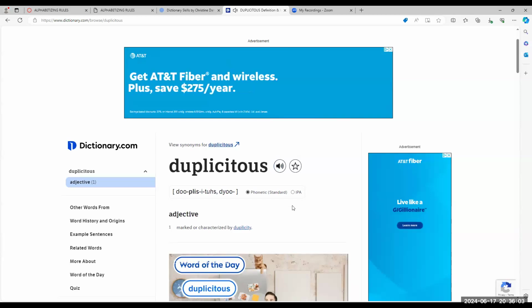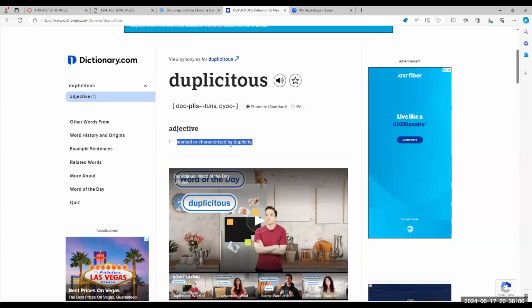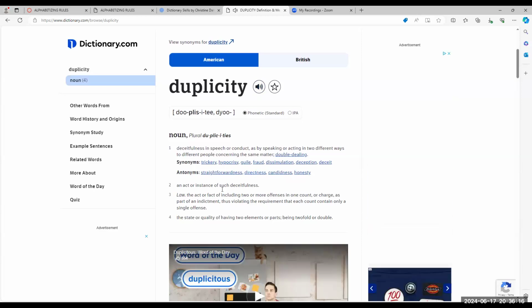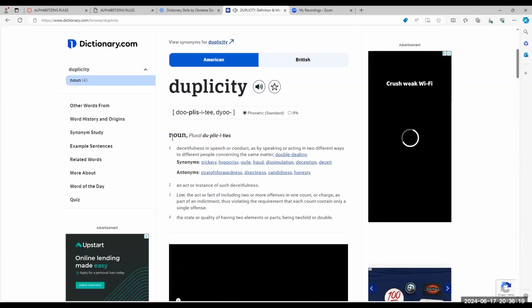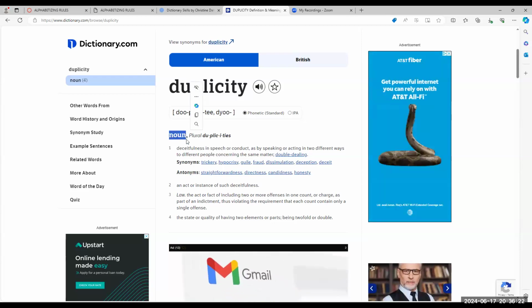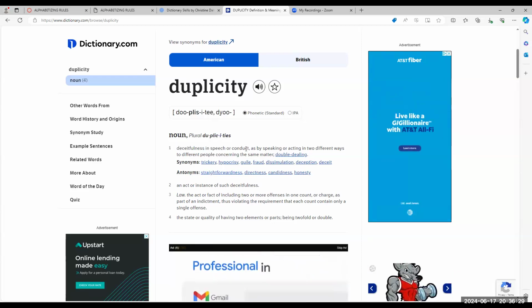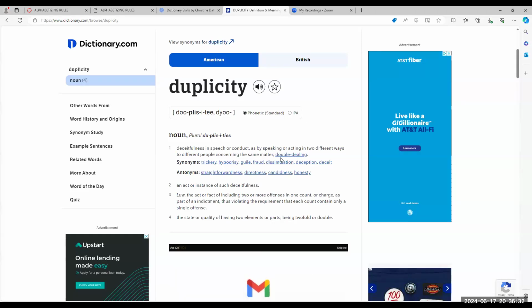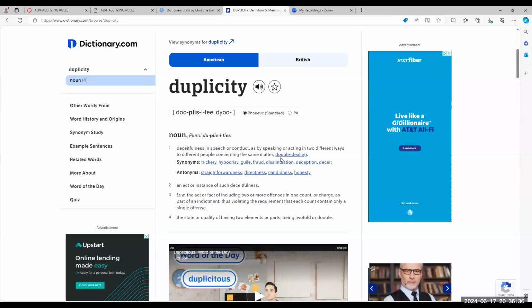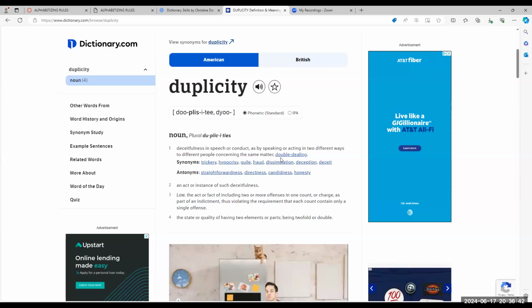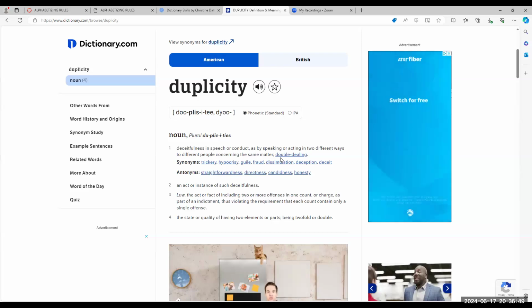So this word is duplicitous. Marked or characterized by duplicity. Now, we don't know what duplicity means, right? So we're going to click on it. So we know that duplicity is a noun, okay? We know that it is deceitfulness in speech or conduct by speaking or acting in two different ways. So that means that the person is acting not in a very truthful way. So he's behaving one way here and behind that person's back a different way.